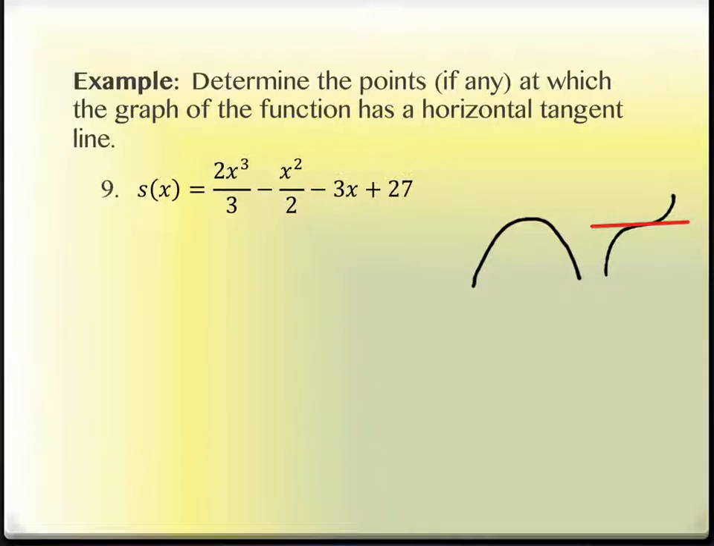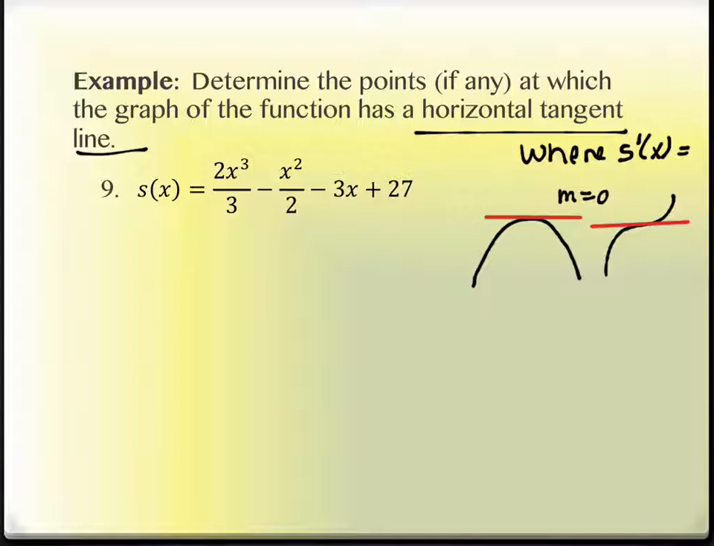Okay. In either case, what you can say about these particular lines, because they're horizontal, is that their slope is equal to 0. Everybody good with that? Okay, that's a fact from when you did algebra, right? Slopes of horizontal lines are 0. So what we're looking for on this one is it says to determine the points, if any, where the graph of the function has a horizontal tangent line. So this idea of having a horizontal tangent line is equivalent to asking where the derivative, this is called s prime, right? S prime of x equals 0. Where does the derivative equal 0?